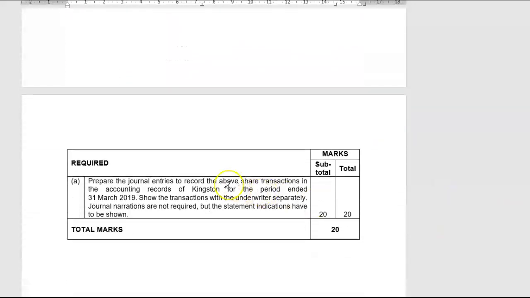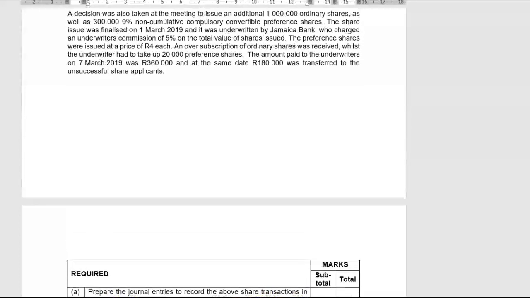Now, what is required from us is to do the journal entries to record the above share transactions in the accounting records of Kingston for the period ended 31 March 2019. Show the transactions with the underwriter separately, very clearly specified. Don't go and add it to something, because then that entry will be totally wrong. You won't get any marks. Journal narrations, you do not have to show that.